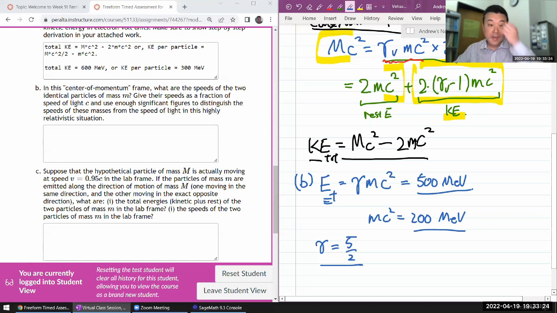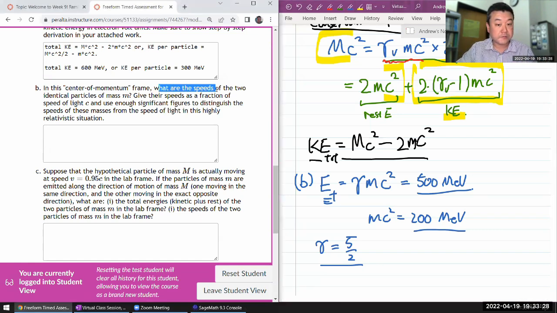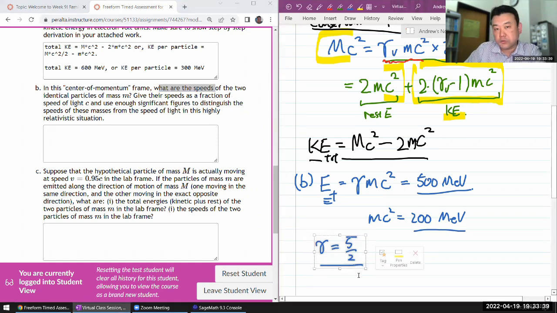That's gamma. And the reason I'm getting to gamma first, even though it's asking for the speeds, is because having worked in this relativistic dynamics for a while, I realized that gamma is often the easier parameter to work with.